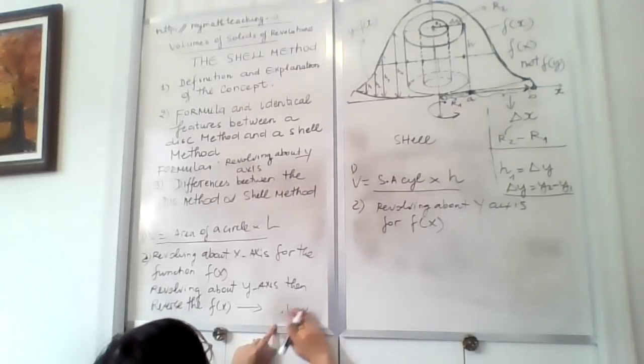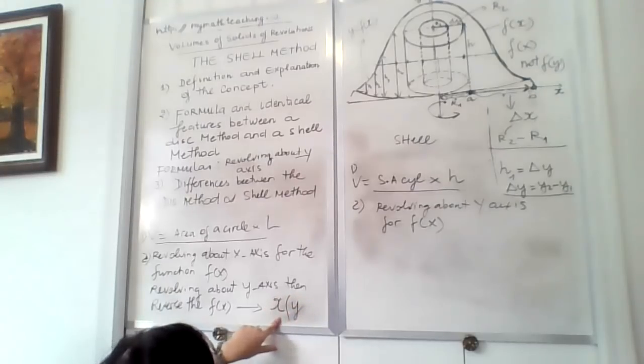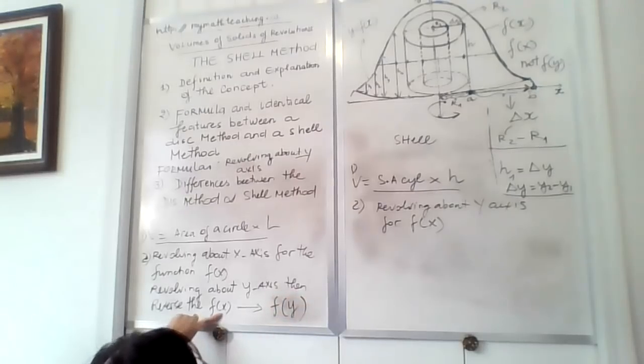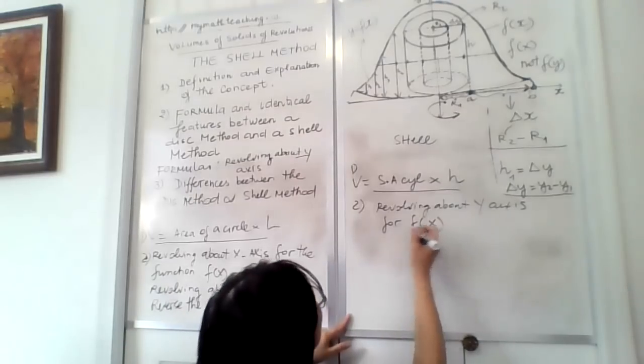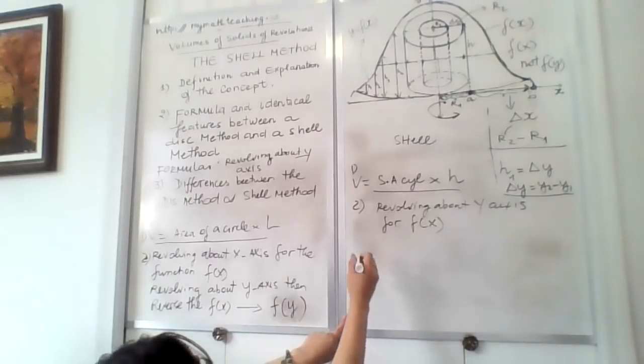No, sorry, what I'm doing, become x of y function. So let's put it this way, like look like this, f of y. If we're talking about f of x, then we change it, become f of y. So for this one, revolving about the y-axis for f of x.